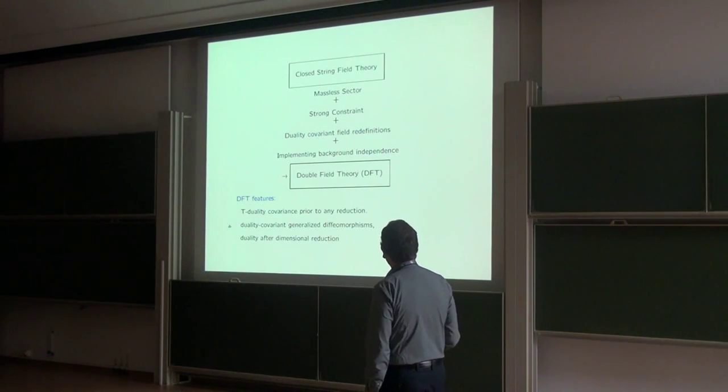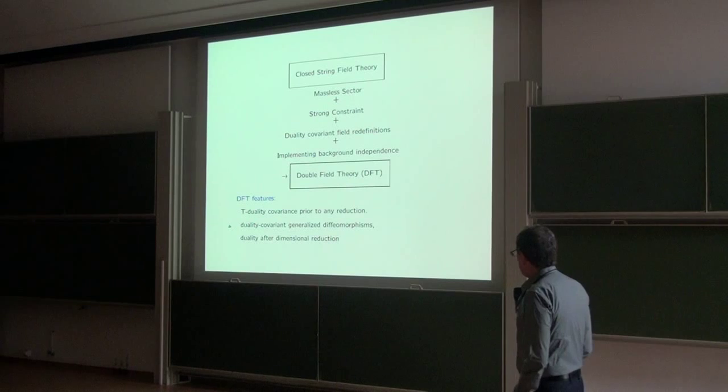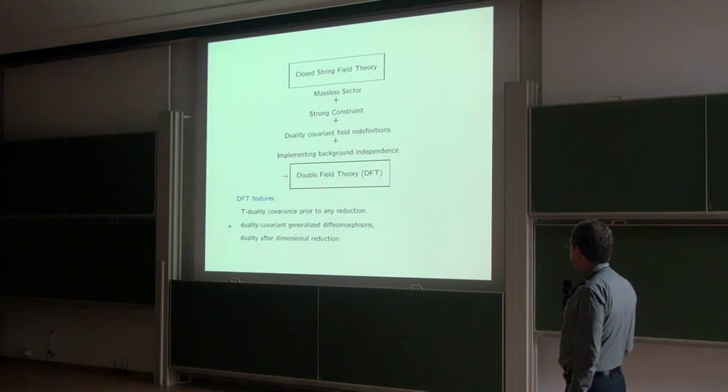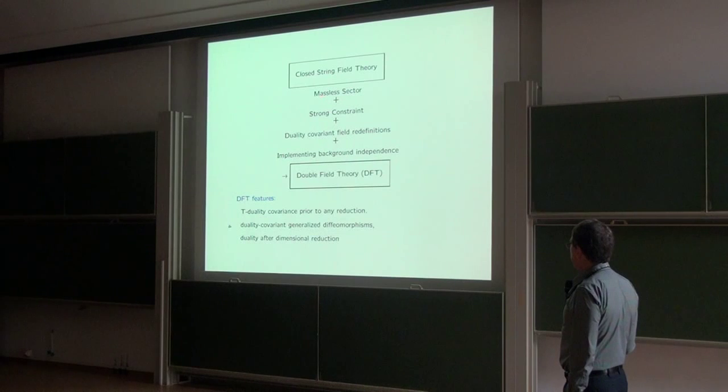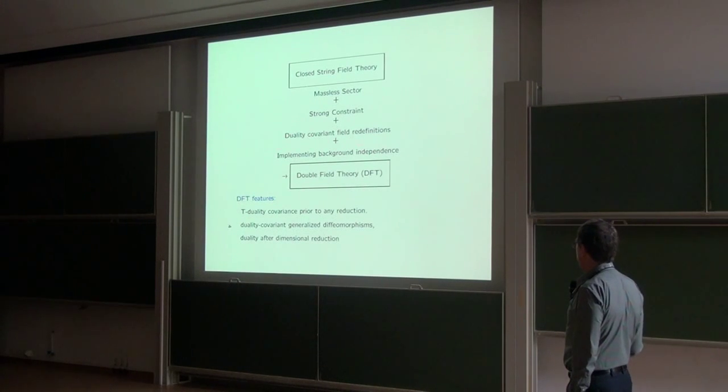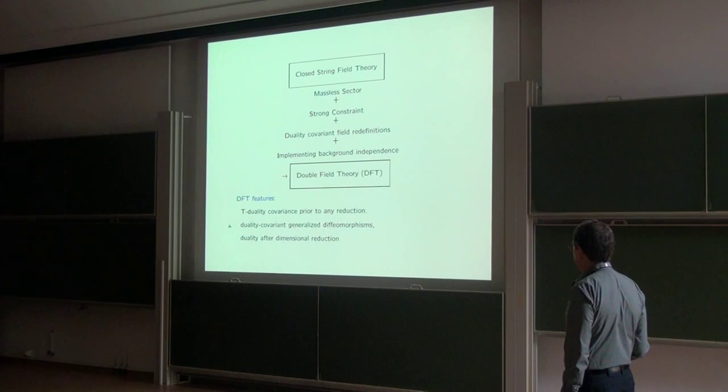But the diffeomorphism symmetry will acquire corrections. So I can say briefly what double field theory is. It's essentially a duality covariant version of the massless theory of strings. So you take the massless sector, impose what is called a strong constraint, do duality covariant field redefinitions, implement background independence, and you obtain something called double field theory.